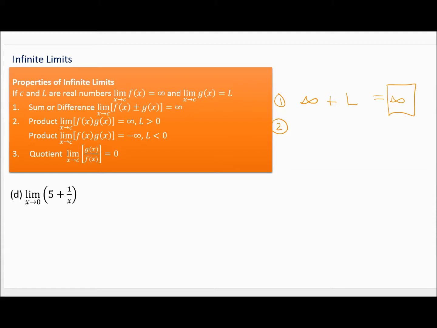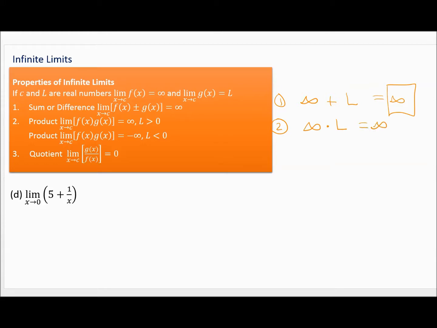The second property says, and it's two different things. Let's look at the first one first. If we take the limit as x goes to C of f of x times g of x, that equals infinity as long as L is greater than 0. Now let's think about it. The limit as x goes to C of f of x, okay, we know that's infinity. So that's like saying infinity times the limit as x goes to C of g of x, okay, which is L. As long as L is greater than 0, you have infinity times a positive number, and that equals infinity, right?